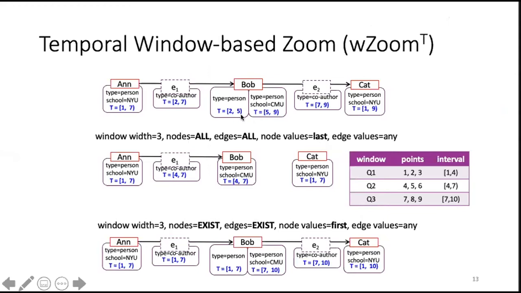In addition to that, for volatile graphs, we can use quantifiers. For example, the all quantifier allows us to observe strong signals, strong nodes and connections that are always present in a volatile graph. While if we use the exist quantifier, that allows us to pick up volatile nodes and edges as well.